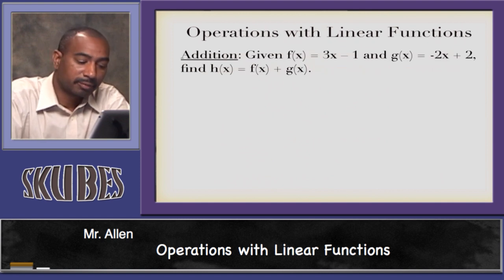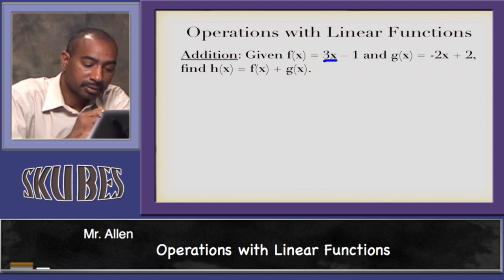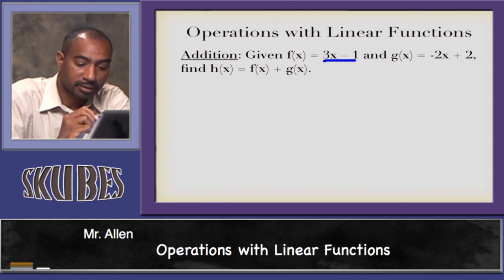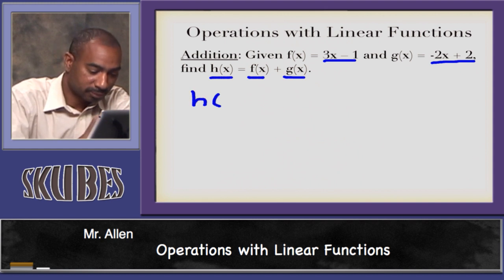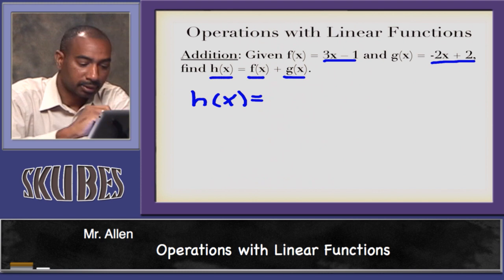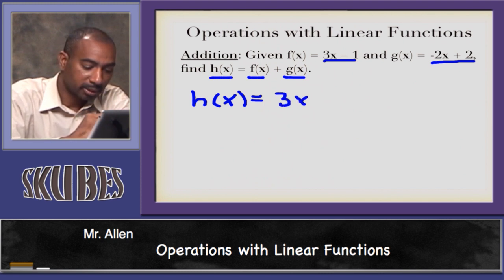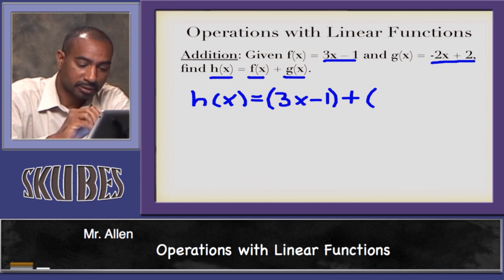For example, given that f of x is 3x minus 1 and g of x is negative 2x plus 2, find h of x, which is the sum of f of x and g of x. So what you're going to do is, f of x is 3x minus 1, so I'll put 3x minus 1. And we're going to add that to g of x, and that's negative 2x plus 2.